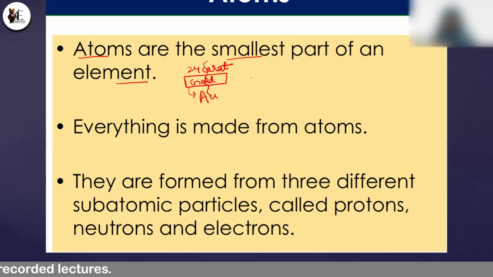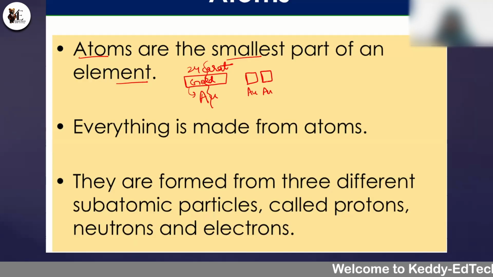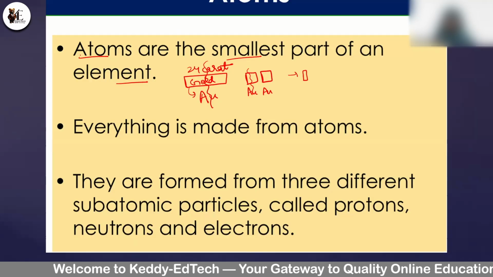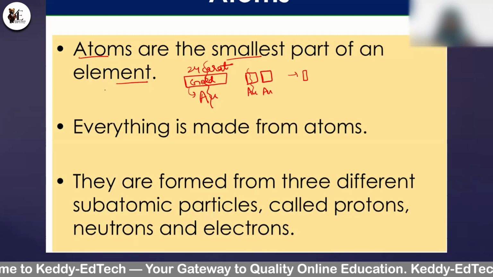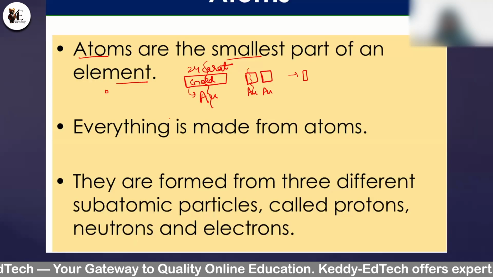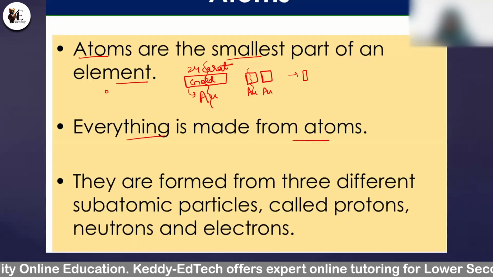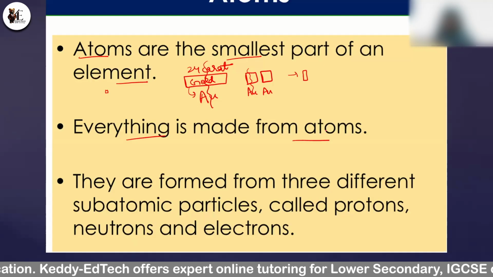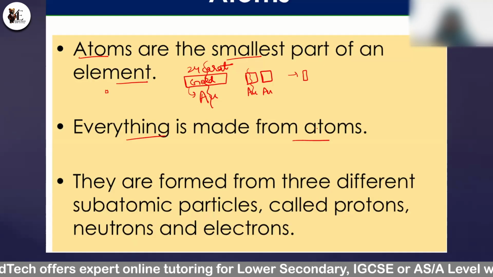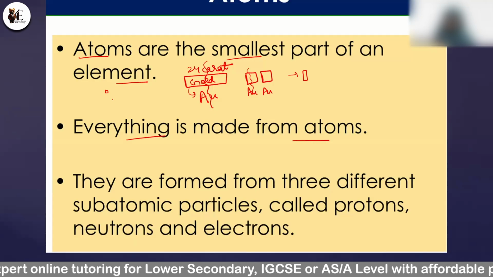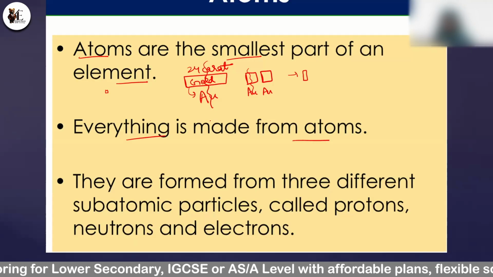If I break this piece into two parts, it still remains gold, right? Something new doesn't come out of it. If I break one more part, does something new come out? No, it will remain gold only. So atoms are the smallest part of an element. Everything is made up of atoms: the laptop or phone you are using for your online classes, the pen I am using. Even you and I are made up of atoms.